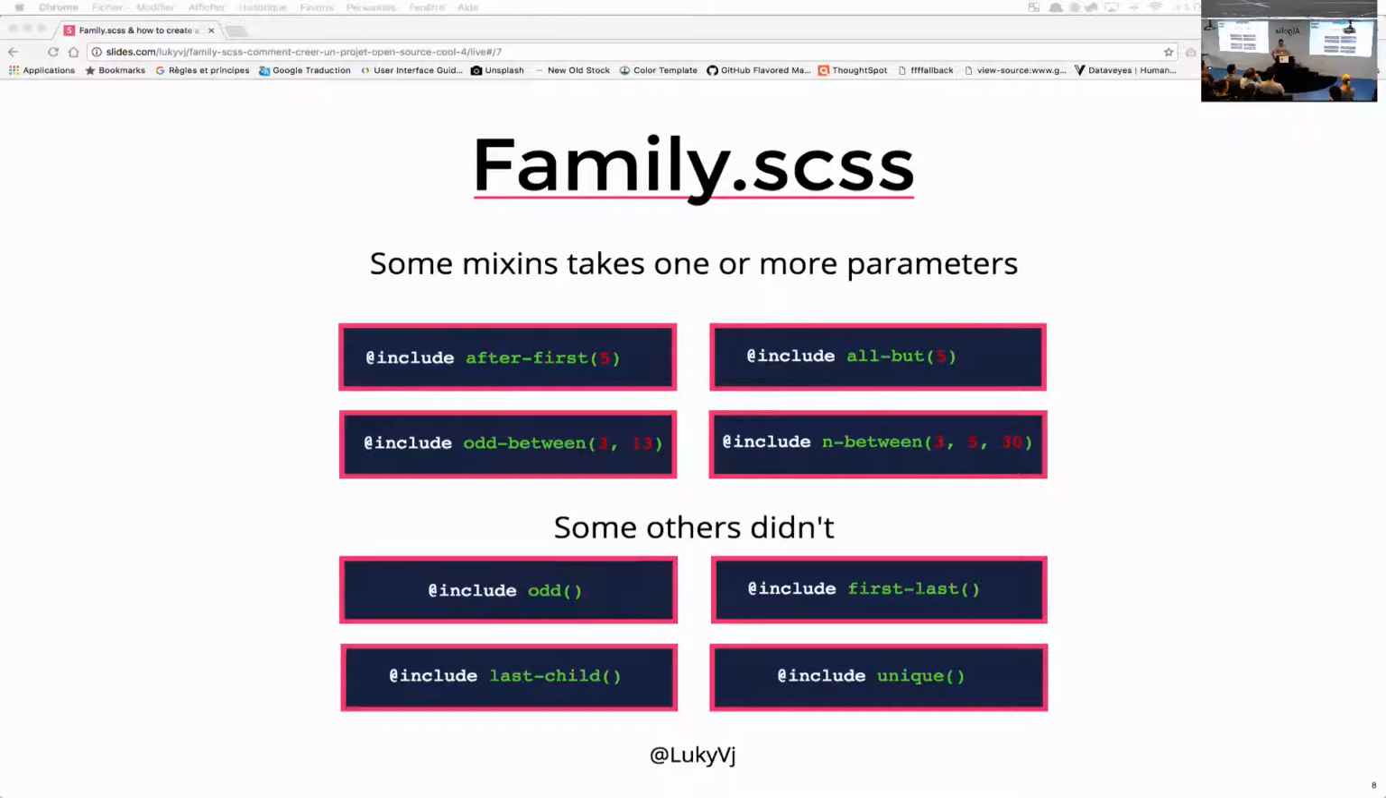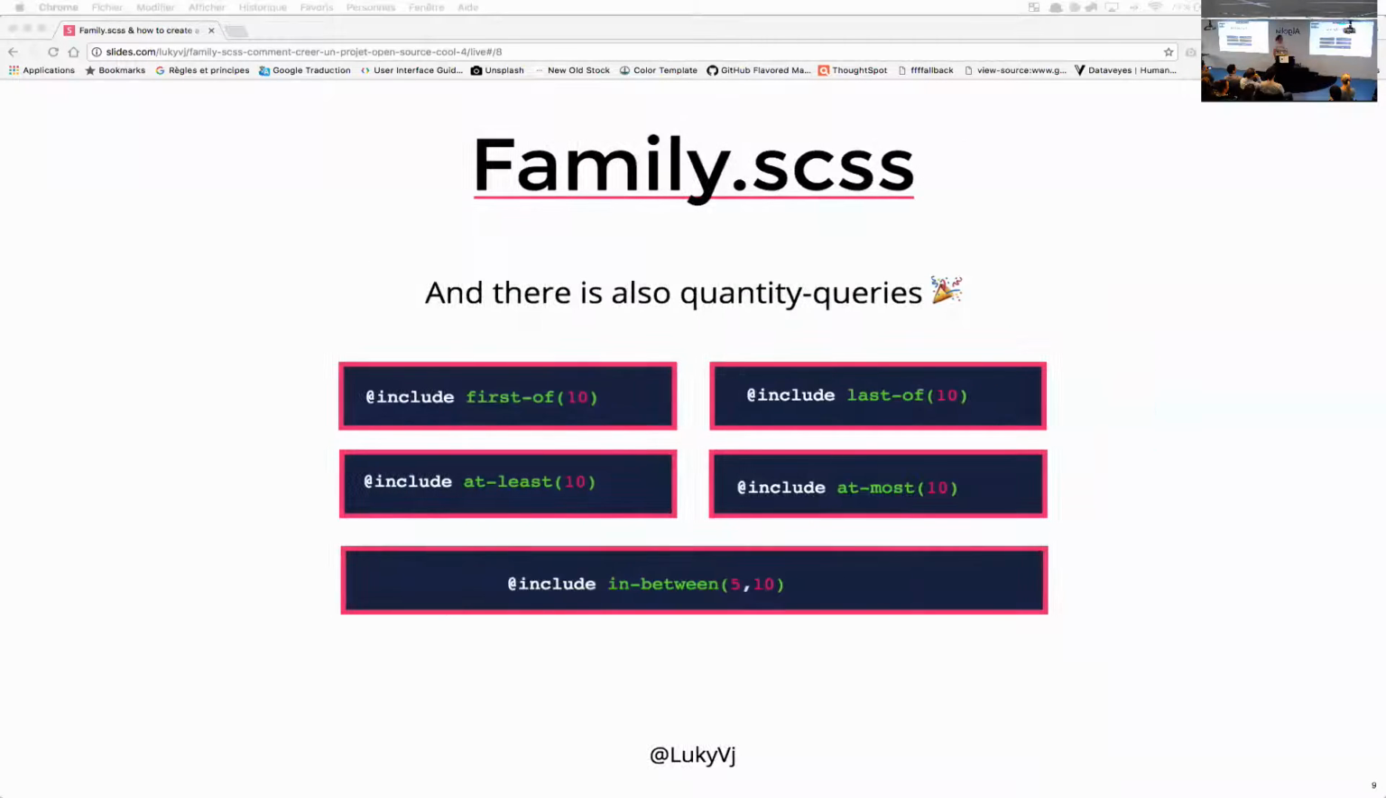And there is also what we call quantity queries, which is really cool. The first one, for example, will only apply a style if there are 10 children in the array. So if there are 11, it won't work. If there are 9, it won't work either. And there is also an at-most: if there are at most 10 elements, it will apply a style. If there are at least 10 elements, it will apply a style. And if you have a range between 5 and 10 elements, it will apply a style. If you have 4 elements, it won't work. If you have 11 elements, it won't work. So it's not really easy to understand.